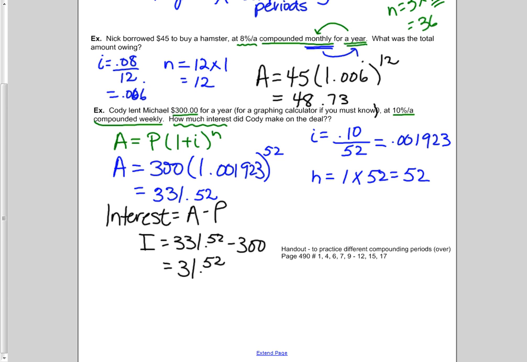It is a really good idea to try that handout that I've included in your booklet to practice changing I and N. It would be so disappointing to make an error there. And then some compound interest questions out of your textbook.